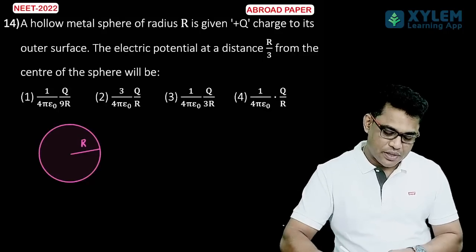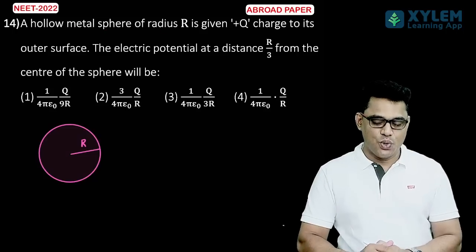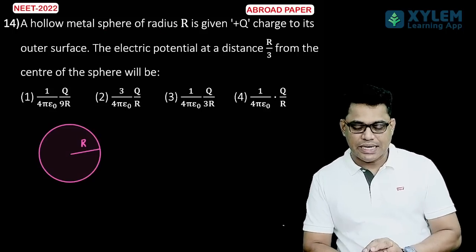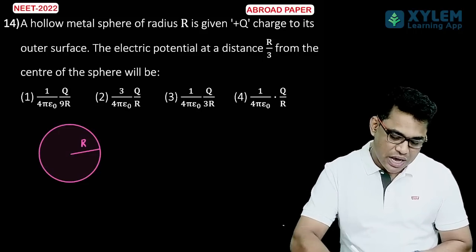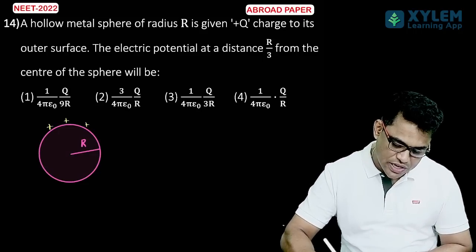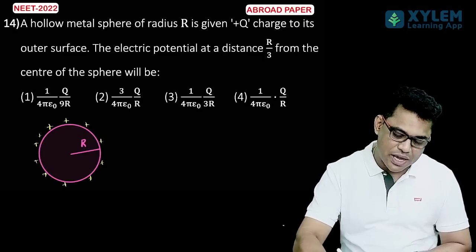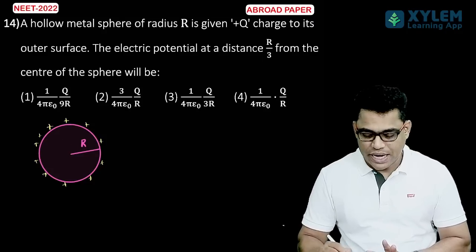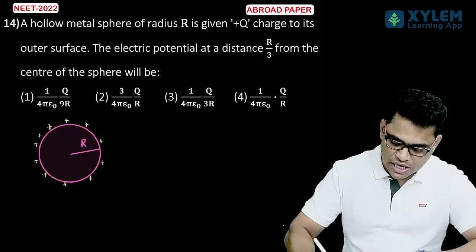14th question. A hollow metallic sphere of radius R is given plus Q charge on its outer surface. The electric potential at a distance R by 3 from the center of the sphere is. As you know, when charge is given to a sphere, the potential everywhere inside becomes the same. If you take any point inside, the point has the same potential as that on the surface. Therefore, the potential equation is this.